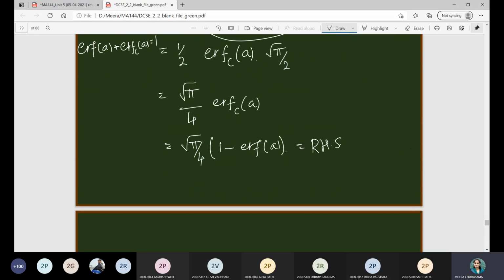तो कैसे अप्लाई करना है कॉम्प्लीमेंट्री एरर फंक्शन एंड एरर फंक्शन, समझ में आया है? डेफिनेशन एज वेल एज दिस एग्जांपल, प्लीज रेज योर हैंड. Okay, fine.